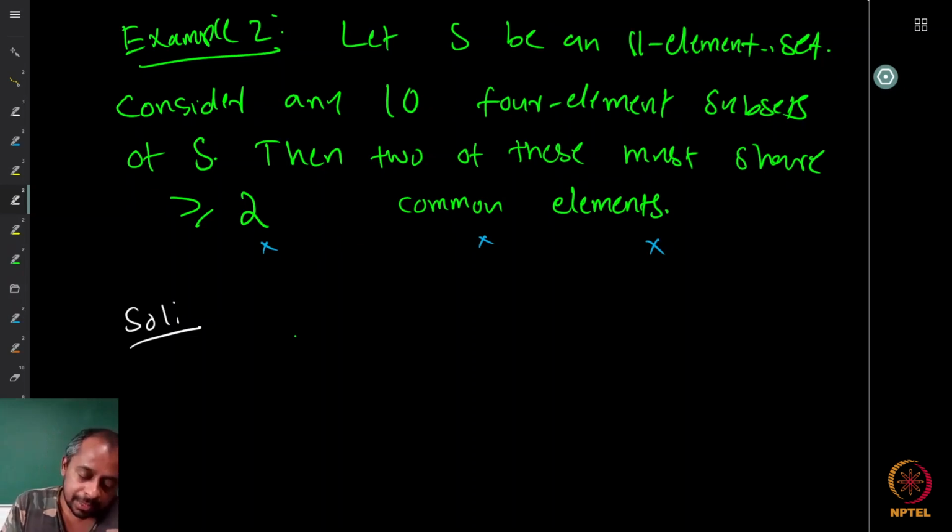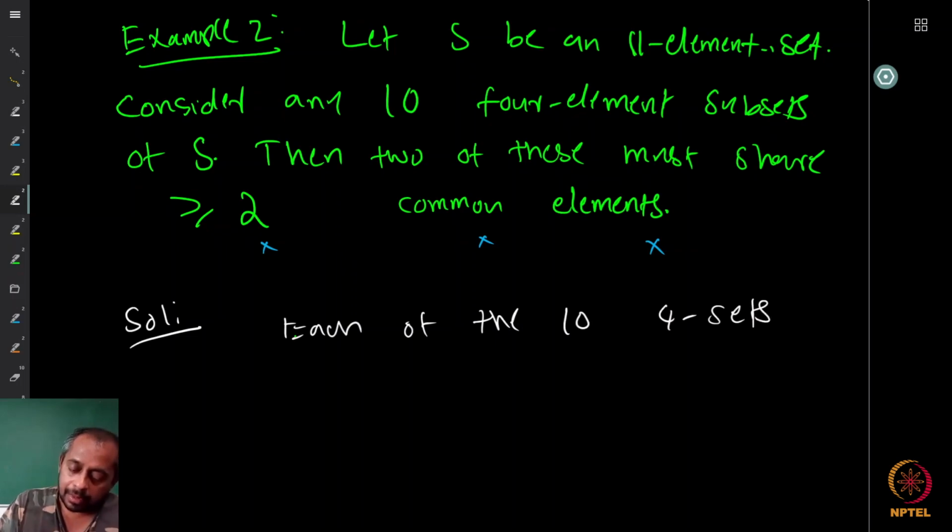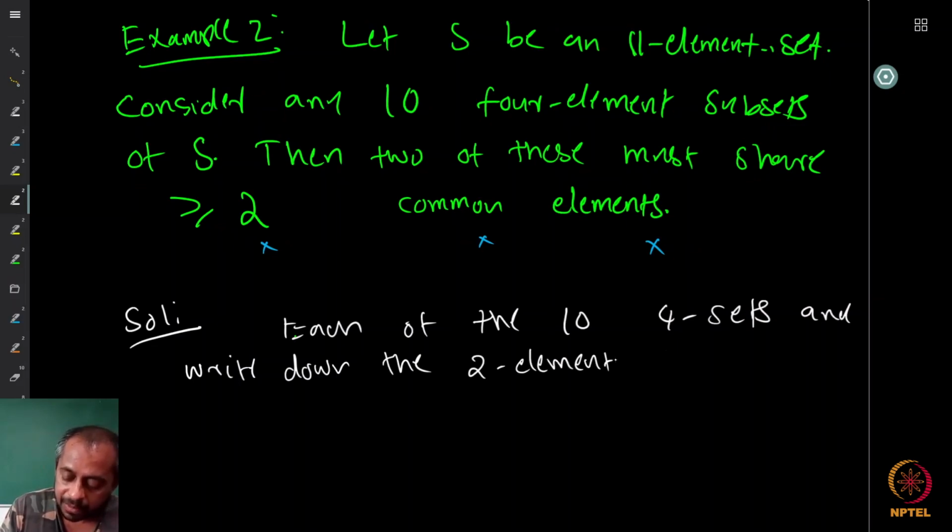So to do this, what I take is each of the 10 4 element subsets, and I find and write down or consider the 2 element subsets above. Now, if you take a 4 element set, how many 2 element subsets can you find?